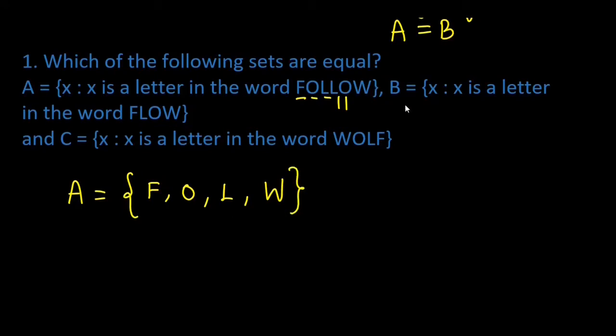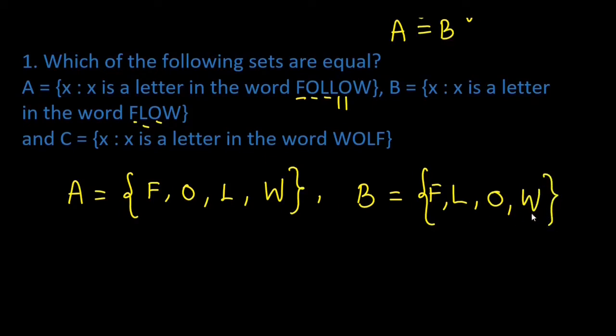Now let us take the set B. B is X such that X is a letter in the word flow. So B is equal to, what are the letters in the word flow? F, L, O, W. No letter is repeated here. Then in C, C is X such that X is a letter in the word wolf, W-O-L-F. So the letters are W-O-L-F.